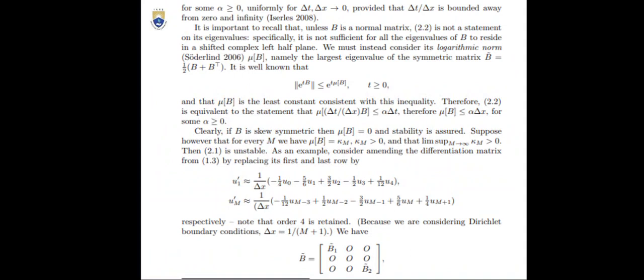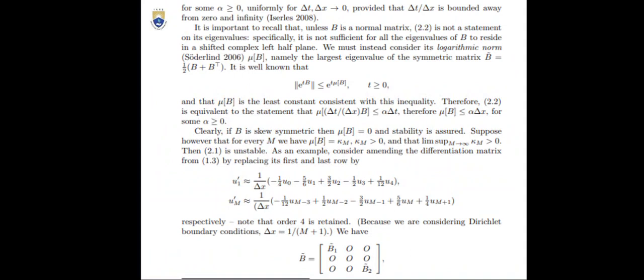Therefore, 2.2 is equivalent to the statement that μ((Δt/Δx)B) is less than or equal to alpha Δt. Therefore, μ(B) is less than or equal to alpha Δx for some alpha greater than or equal to 0. Clearly, if B is skew symmetric, then μ(B) equals 0 and stability is assured. Suppose, however, that for every m we have μ(B) equal to K_m, K_m greater than 0, and that limsup of K_m as m tends to infinity is greater than 0. Then 2.1 is unstable.